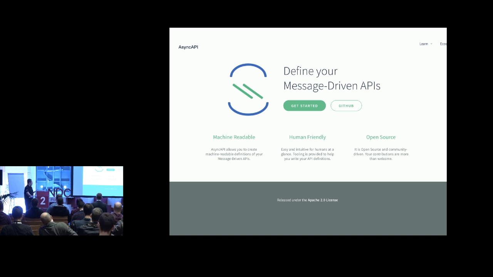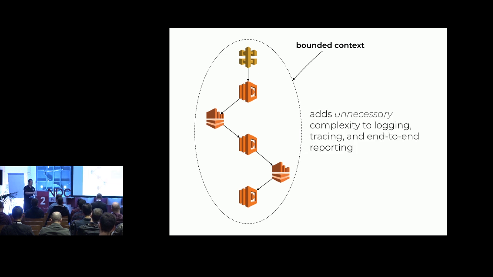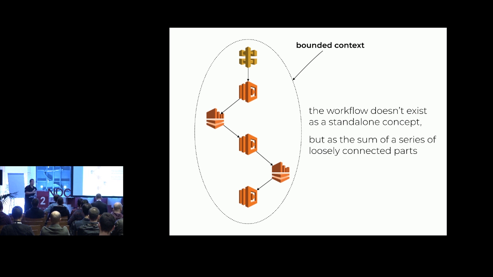Another problem or mistake I often find is when you try to implement a workflow inside a particular bounded context using events. In this case, you're making debugging much more difficult for yourself. There's a lot of unnecessary complexity involved with logging, tracing, and more importantly, end-to-end reporting becomes very difficult because the workflow itself doesn't actually exist as a standalone concept in your architecture. It is the abstract sum of the different parts, the different event processing logic you have, and it only comes together as a whole inside the mental model that you hold in your head.